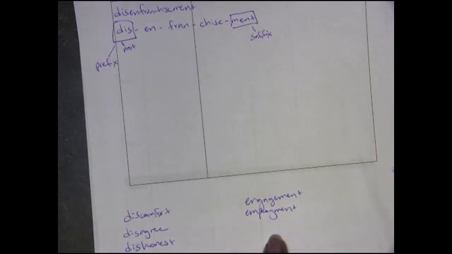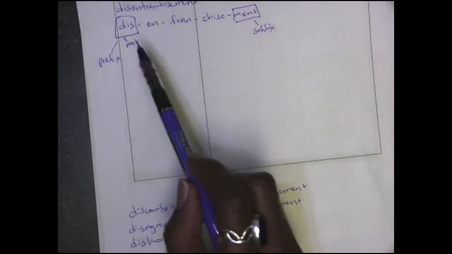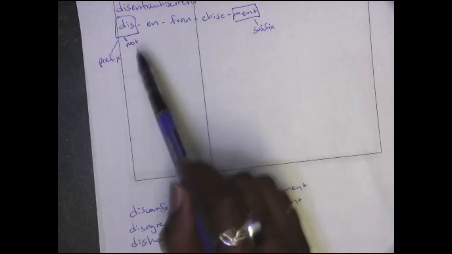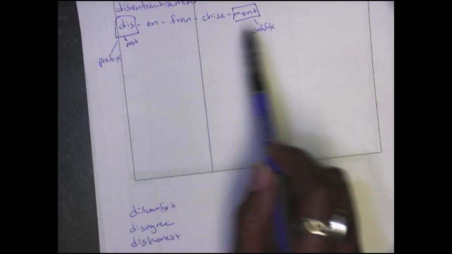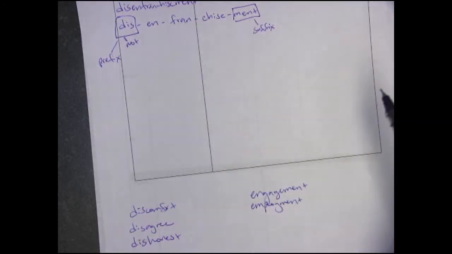And so basically ment is when you get something. So you get engaged, it's an engagement. You get employed, it's employment. So you get disenfranchised, and it's disenfranchisement. So you're kind of getting an idea. So it's not something, not enfranchisement, and that means that you're not getting enfranchised, right? So that gives you kind of a clue.